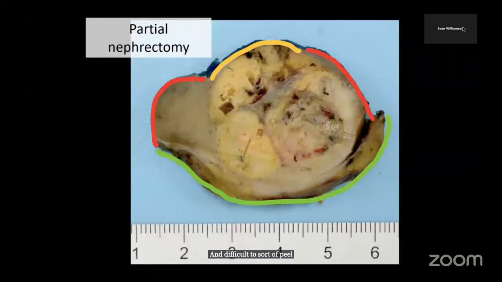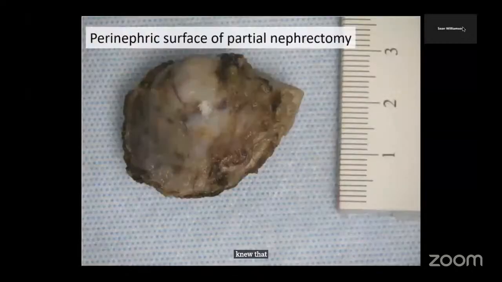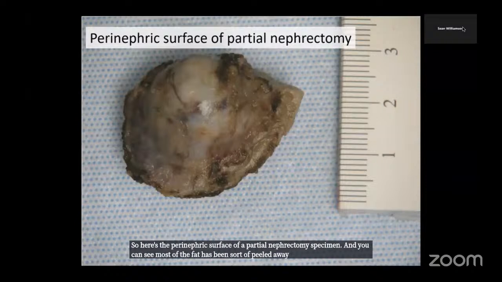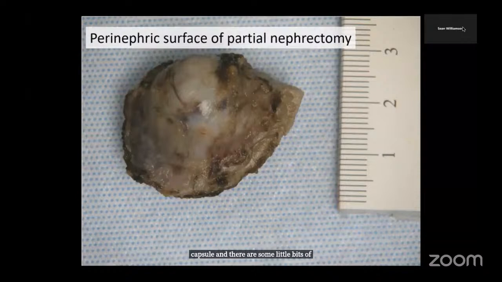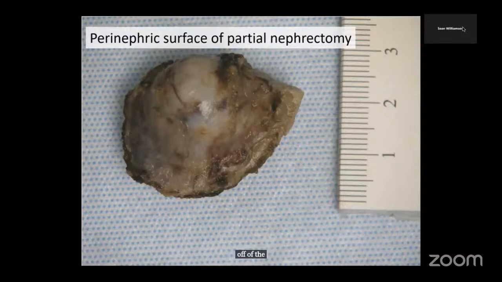And so you would have a higher suspicion if you knew that it seemed like the tumor was involving the fat. So here's the perinephric surface of a partial nephrectomy specimen. Again, you can see most of the fat has been peeled away here, and we can see the smooth surface of the kidney capsule. And there are some little bits of fat that are clinging onto there. But most likely the surgeon has dissected a substantial amount of fat off of the tumor to get this visualization.